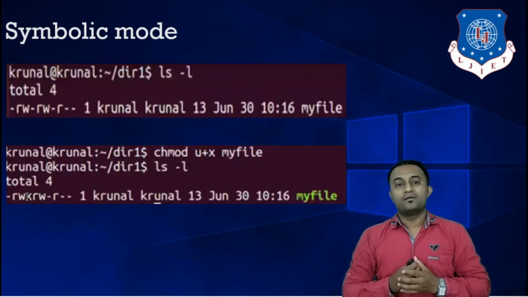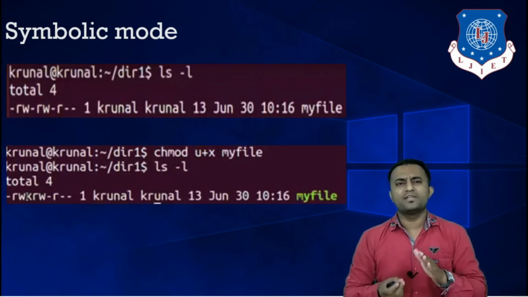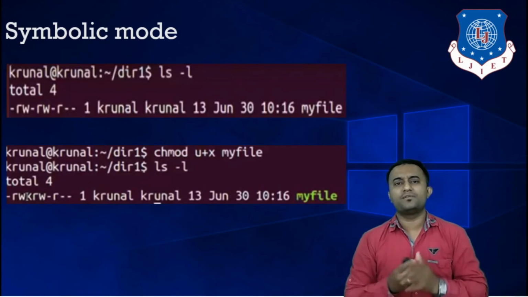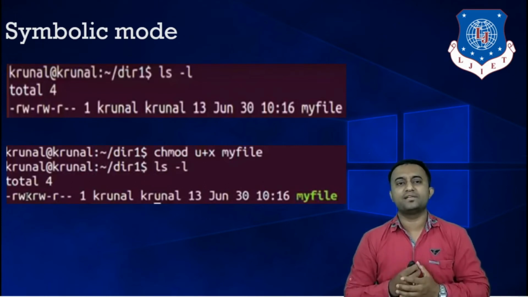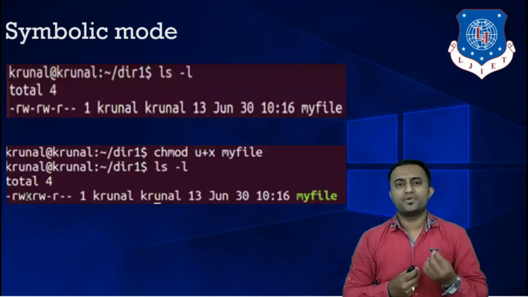Now, the remaining things we already discussed in the previous session, so it is not required to explain that again. The date and time displayed mean on which particular date and time this file was created.